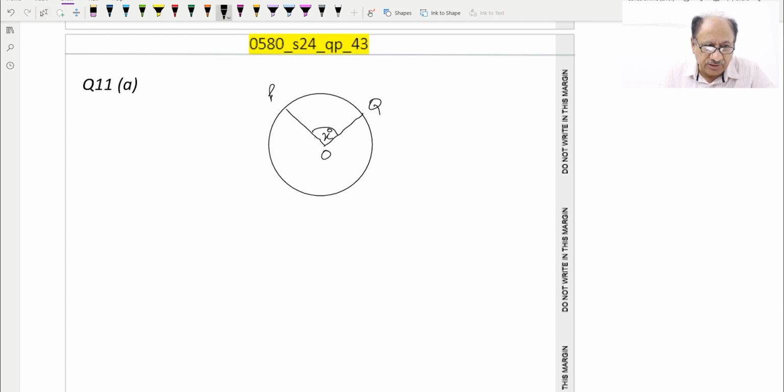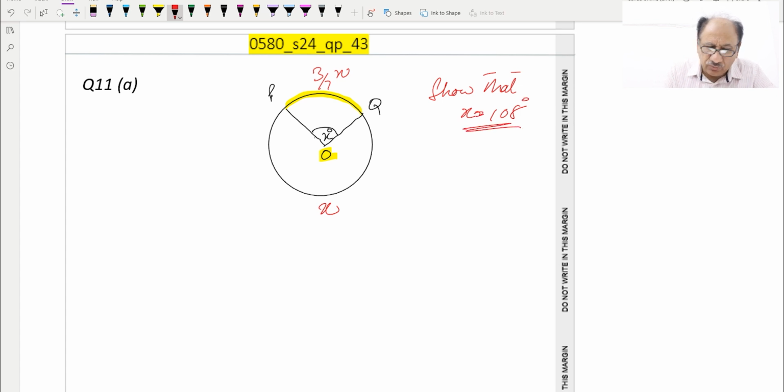In the circle with center O, the length of the minor arc PQ is 3 by 7 of the length of the major arc PQ. So if we take the major arc as x, for example, then the minor arc will be 3 by 7 of x by the condition of the question, and we have to show that x is equal to 108 degrees. So this is our target.